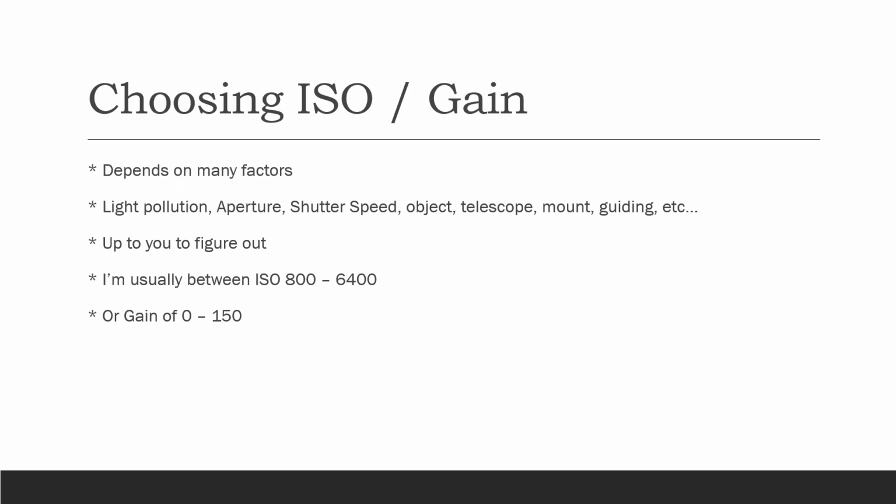So as I mentioned before, you generally want to underexpose the photo to preserve the highlight detail, because in post-processing, you can brighten it up as much as you need to, but you can never darken the image and retain the highlights that have been lost. So keep that in mind. If in doubt, use a lower ISO or a lower gain.